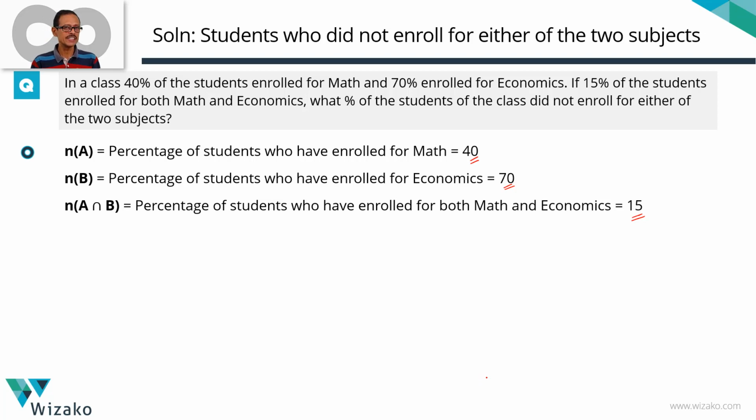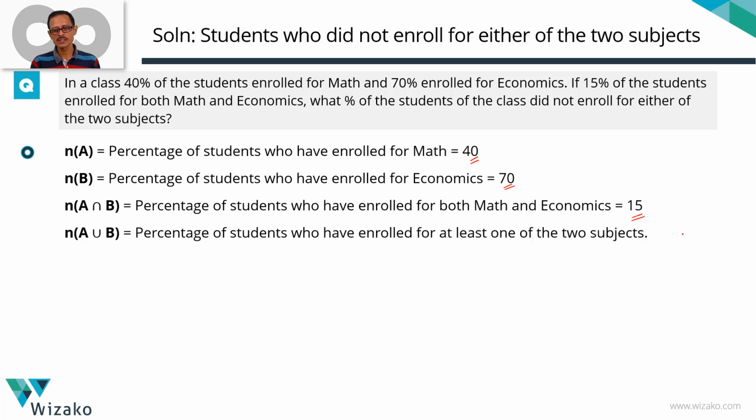What will n of A union B be in this context? n of A union B will give us the percentage of students who enroll for at least one of these two subjects. They could have enrolled only for math, only for economics, or could have enrolled for both the subjects. So that is going to be n of A union B. We'll compute that, we do not have data for that. Is that what the question is asking us to find out?